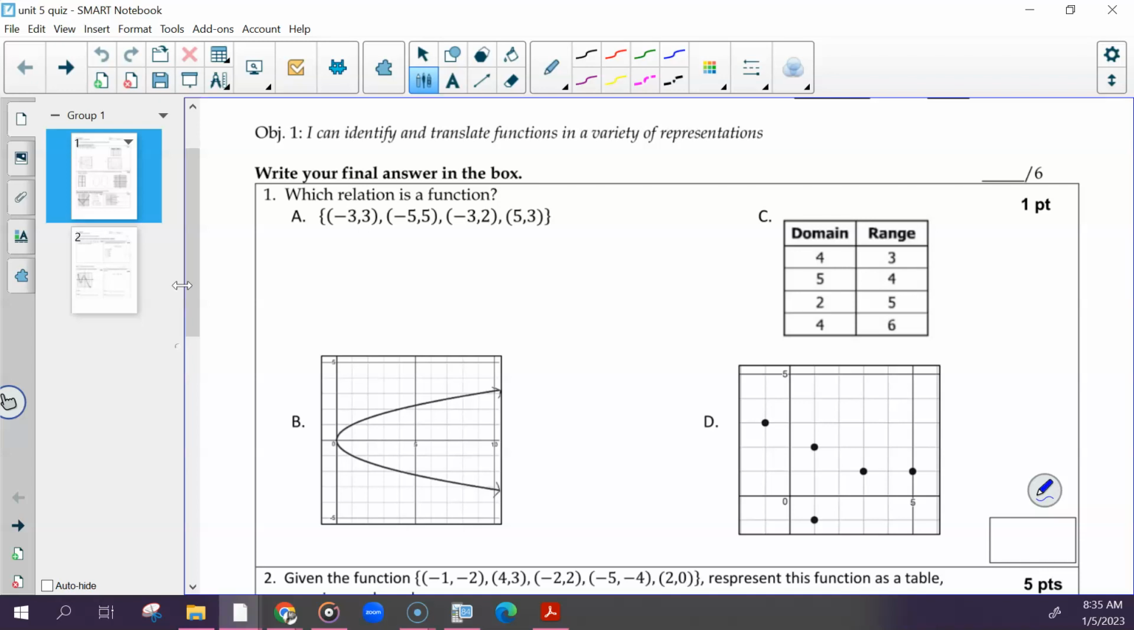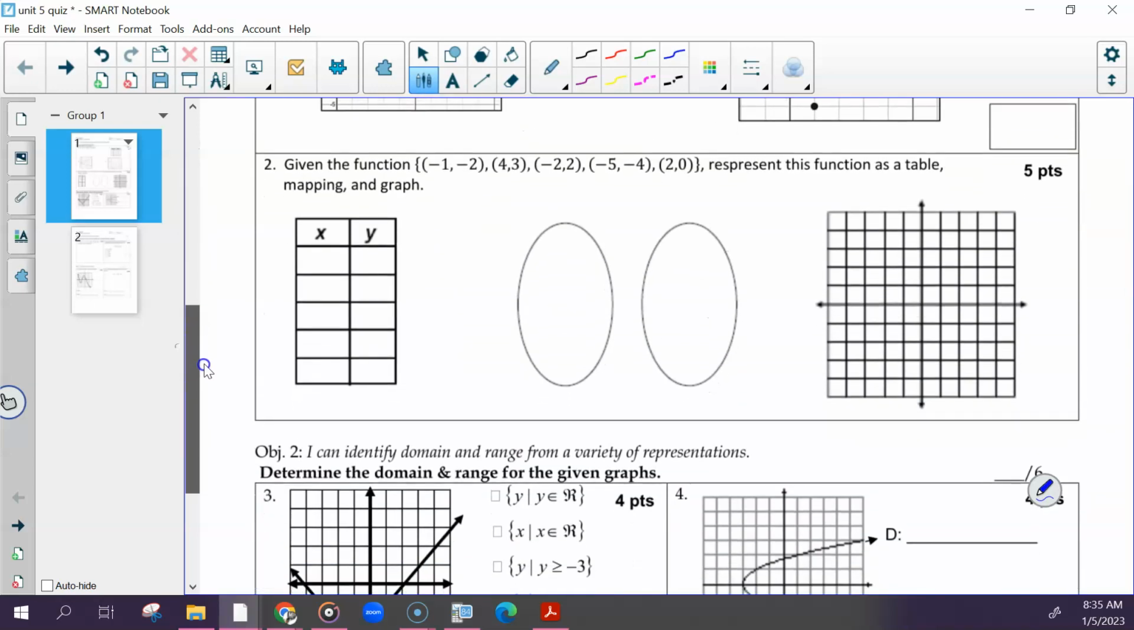As I said on Tuesday, number 1's correct answer wasn't up there, so whatever you put, or if you put none, I gave you credit for, because all of those were not functions. For number 2, the table needed your x values to be in order, least to greatest.